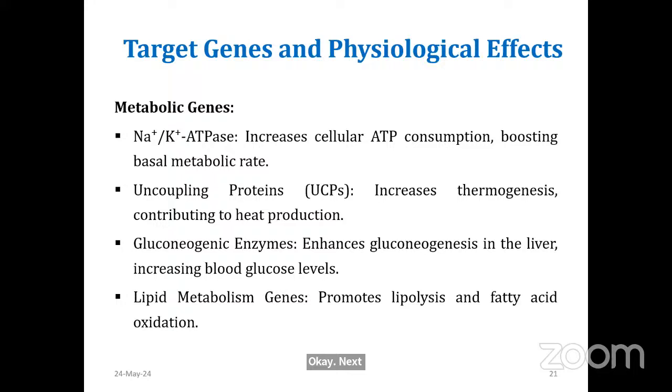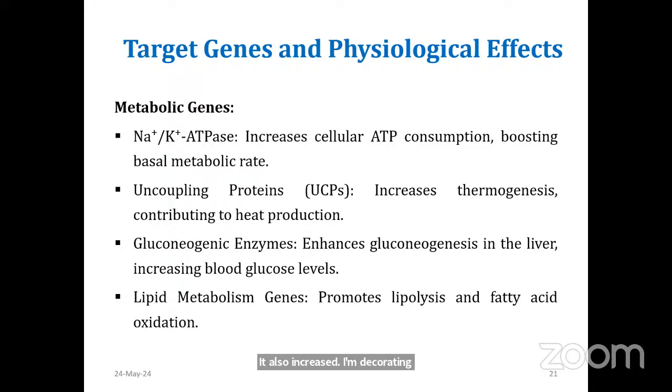Next, now at the target gene, what physiology occurs? Mainly when genes are activated. So when metabolic genes are activated, what do they do? Sodium potassium ATPases increase cellular ATP consumption and boost the basal metabolic rate. So when thyroid hormone T3 is liganded with the specific genes, they increase the cellular ATP consumption and boost the basal metabolic rate. It also increases thermogenesis, contributing to heat production.